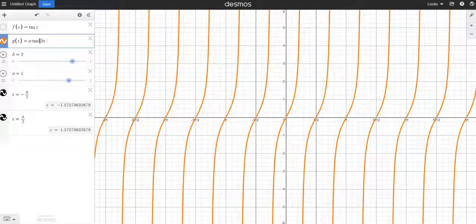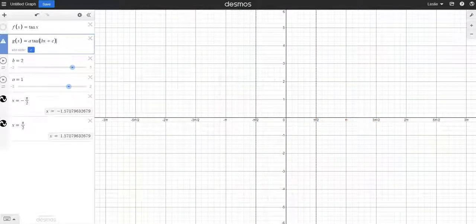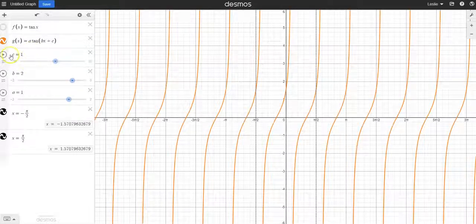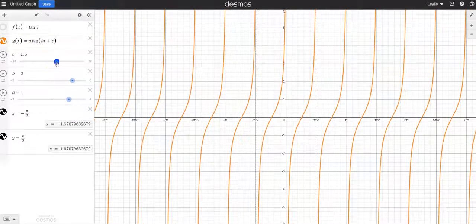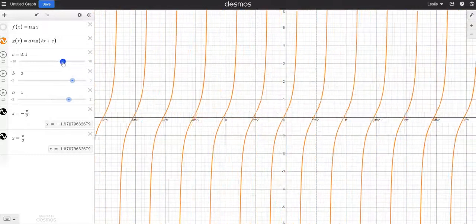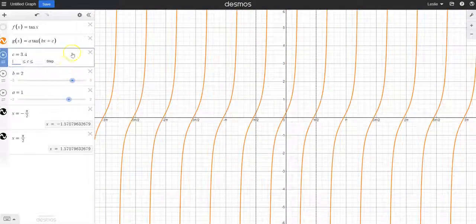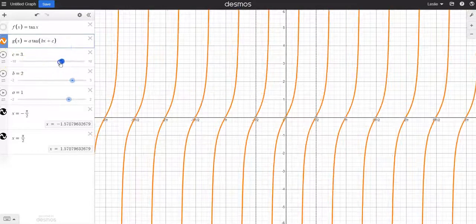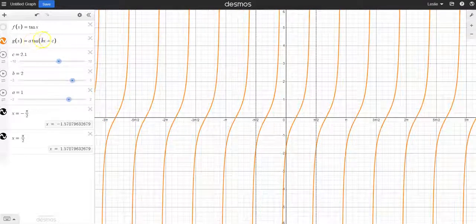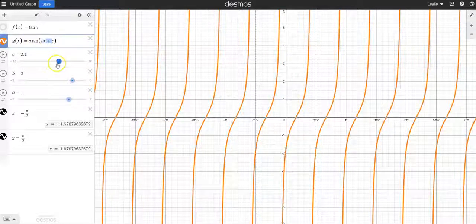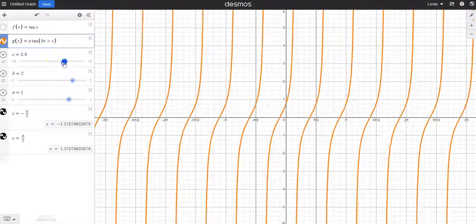Okay, now I can also add something to the argument. It's going to ask me if I want the slider, so I'm going to say yes. There's my C slider, and C can go from negative 10 to 10. I'm actually going to change that, because I can tell by what it's doing here, and it makes sense to me: if it's inside parentheses, it's going to move to the left if c is positive, and to the right if it's negative.